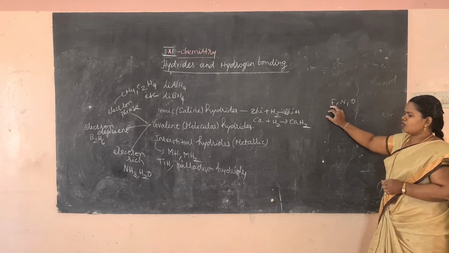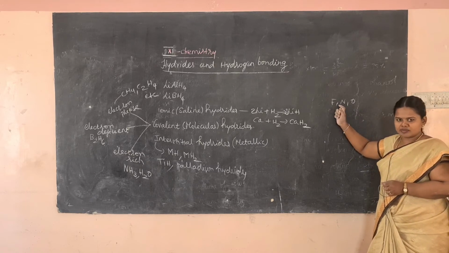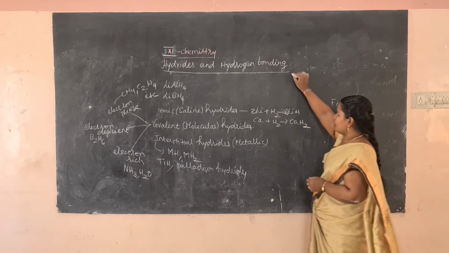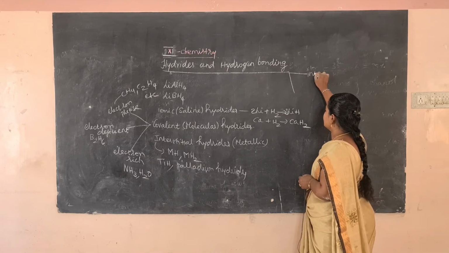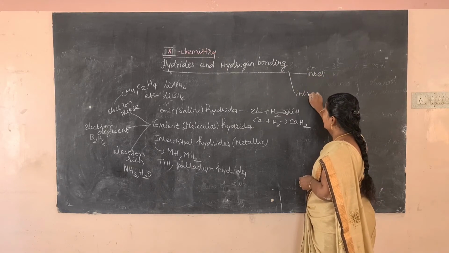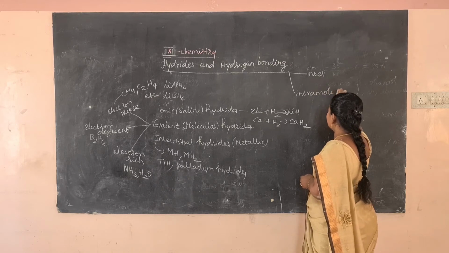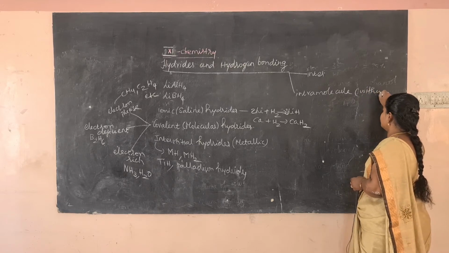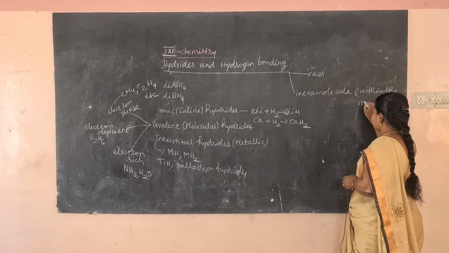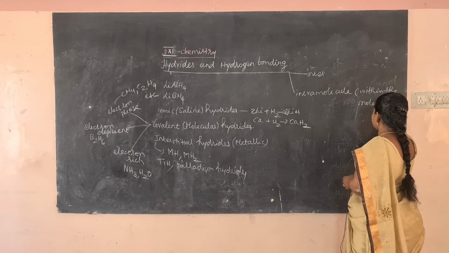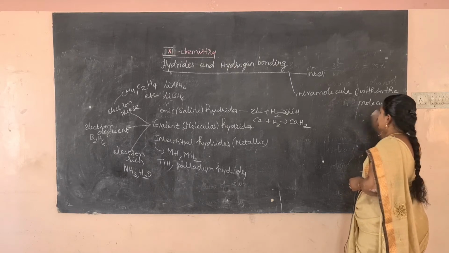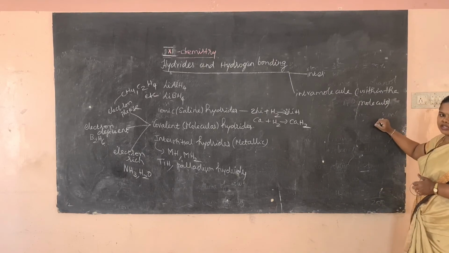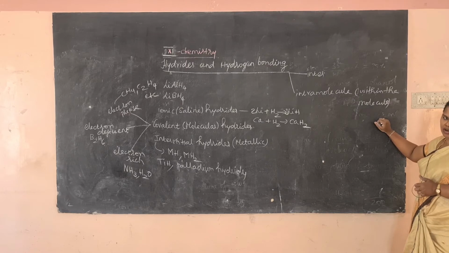Okay, so this is about hydrogen bonding, and there are two types: intermolecular hydrogen bonding and intramolecular hydrogen bonding. A hydrogen bond formed within the molecule itself is known as intramolecular hydrogen bonding.